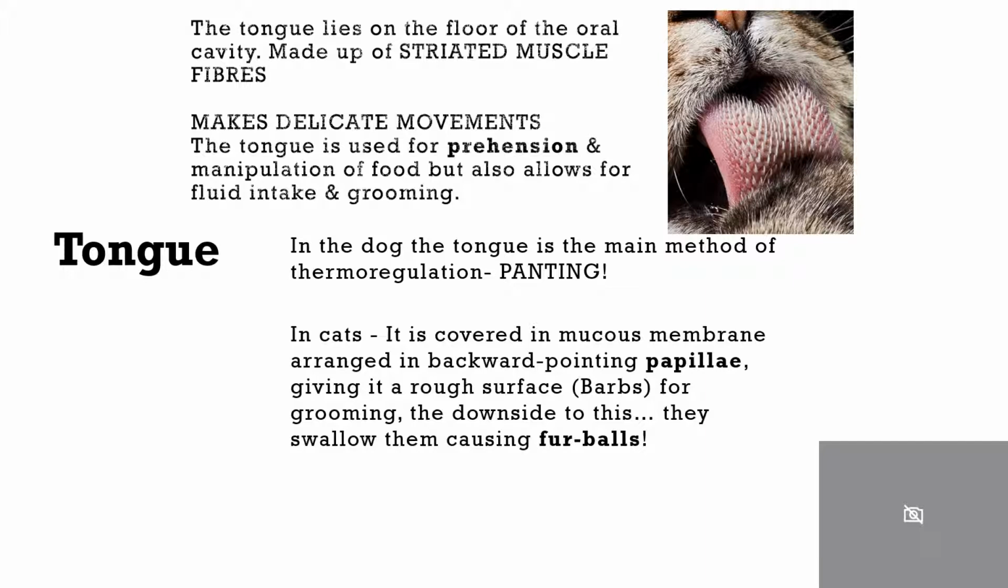The tongue. The tongue lies on the floor of the oral cavity and it's made up of striated muscle fibres. It makes delicate movements. The tongue is used for prehension and for manipulation of food, but also allows for fluid intake and grooming. In the dog, the tongue is the main method of thermoregulation. They utilise it when panting. And in cats it is covered in mucous membrane, arranged in backward pointing papillae, as you can see in the image provided, and that gives it a really rough surface. We can also term these as barbs for grooming. However, the downside to this is that they then swallow the fur, and that then causes fur balls.